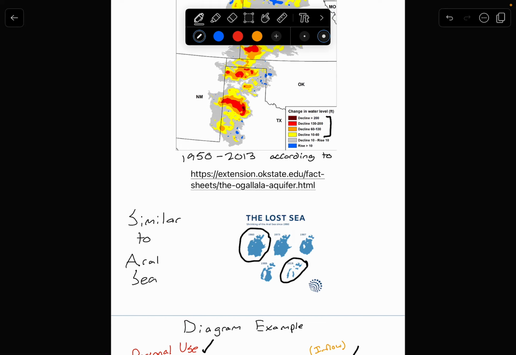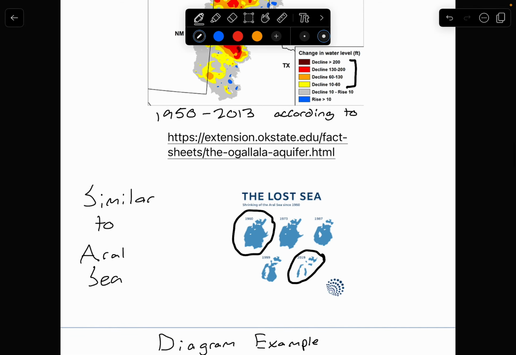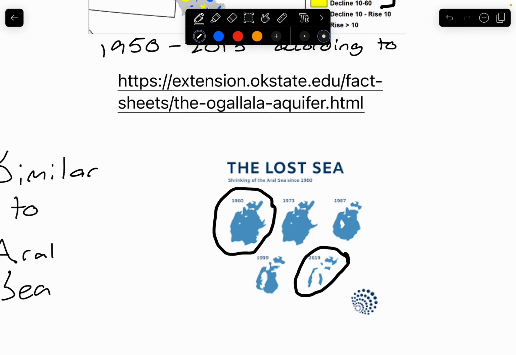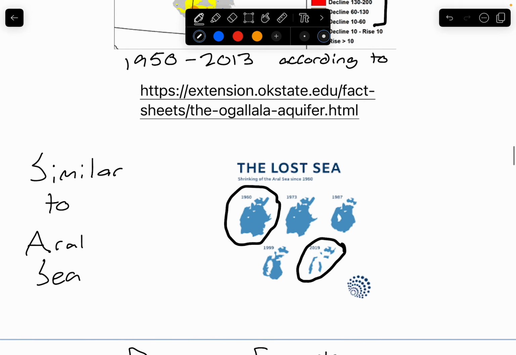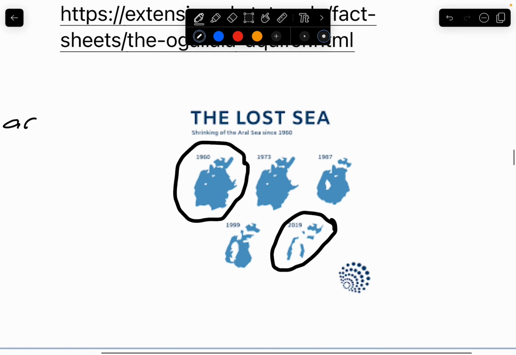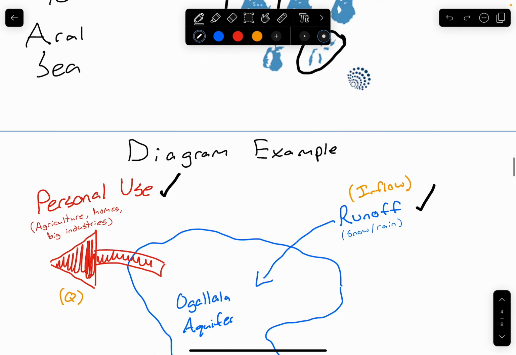And this is similar to the Aral Sea, which we discussed in class in Lecture 3, where there was a large volume of water, and then it was slowly consumed, well, in the grand scheme of things, pretty fast, and now it is just a collection of very small seas, and that was last in 2019.